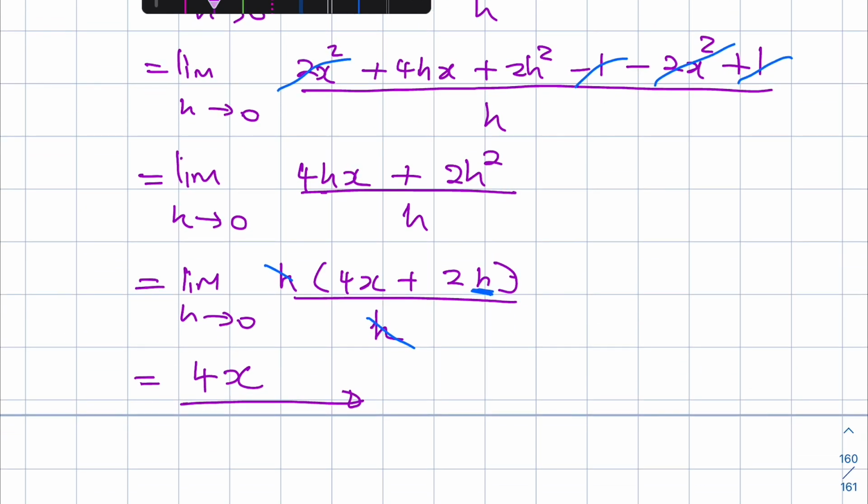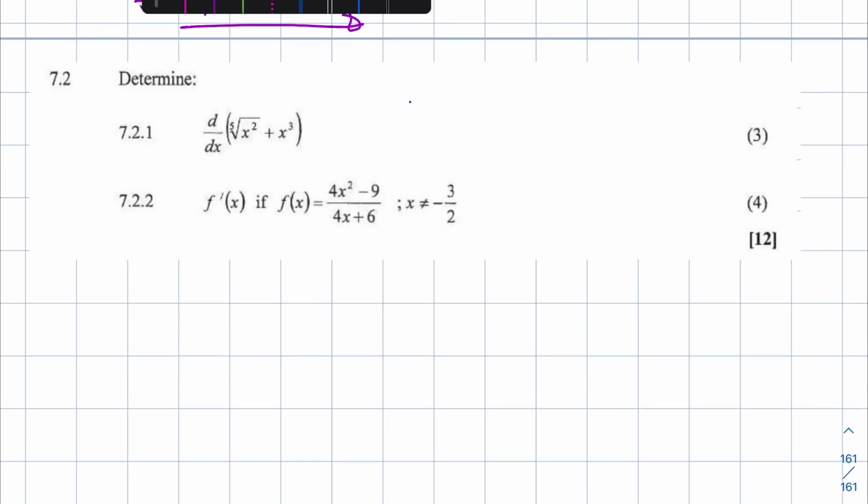So that's the end of that question. To the next question. The question is, determine the derivative of the fifth root of x squared plus x to the power 3. We cannot make a derivative of this as it is. So what we're going to do, we're going to use the laws of exponents to change this to be x to the power 2 over 5. So it's going to be d/dx of x to the power 2 over 5, and then plus x to the power 3. X to the power 3 is fine, we can make a derivative of that.